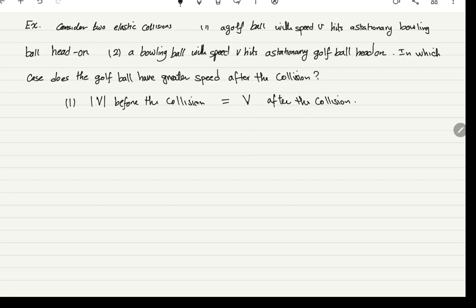But in the second case, where a bowling ball with speed v hits a stationary golf ball, the bowling ball, the large one, will keep moving with almost the same velocity v, and the stationary golf ball will bounce away with double the velocity, so it's equal to 2v after the collision.